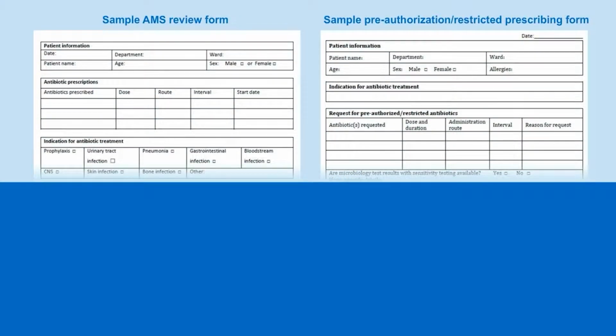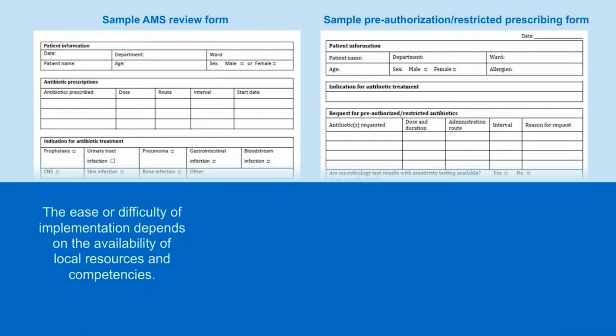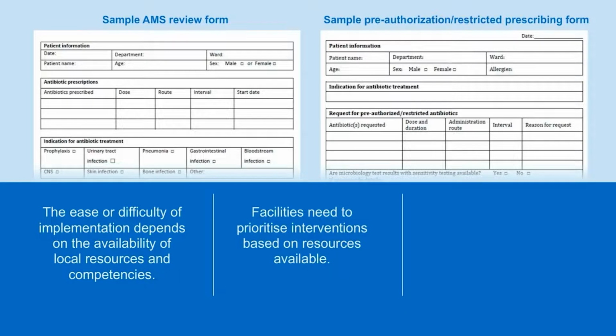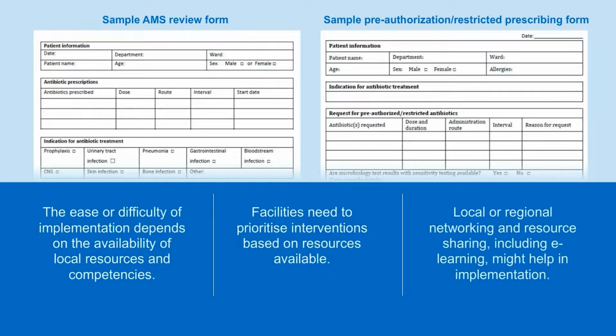Some of the key takeaways are that the ease or difficulty of implementation depends on the availability of local resources and competencies. Facilities need to prioritize interventions based on resources available. Local or regional networking and resource sharing, including e-learning, might help in implementation.